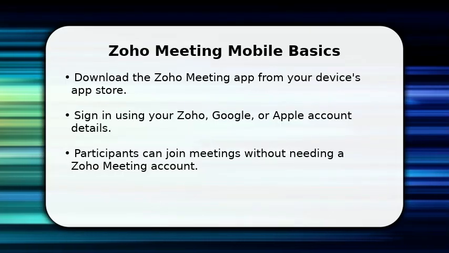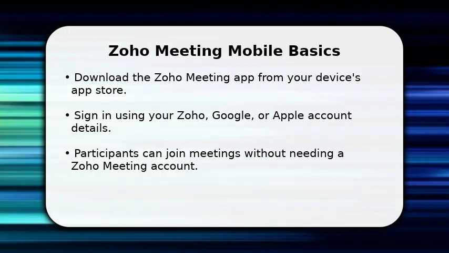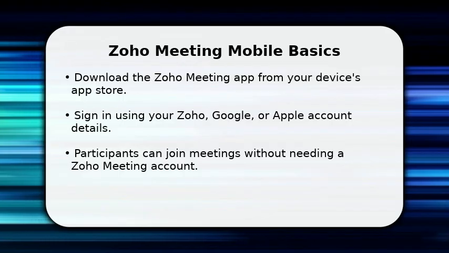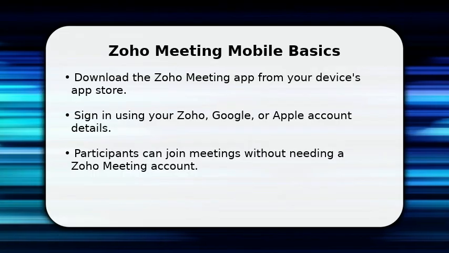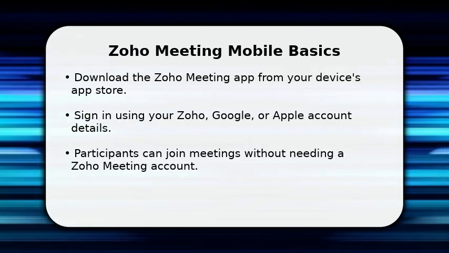In this video, I will explain how to use the Zoho Meeting app on your mobile device. First, download the app from your device's app store, then open it. You can easily sign in using your Zoho, Google, or Apple account. Remember, participants don't need an account to join your meetings, making it simple for everyone to connect quickly and efficiently.